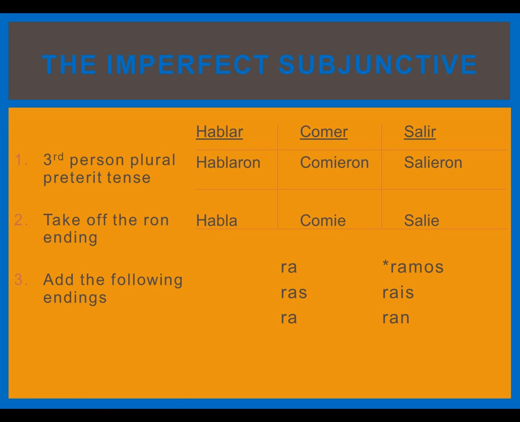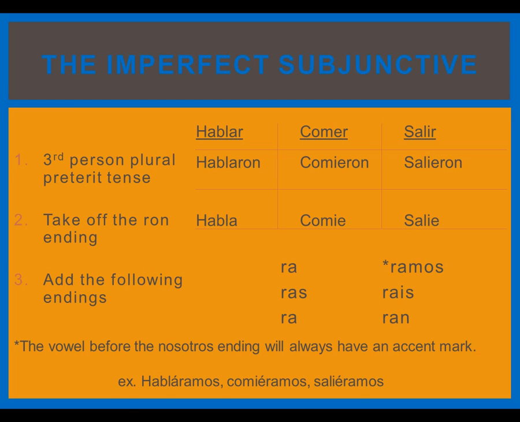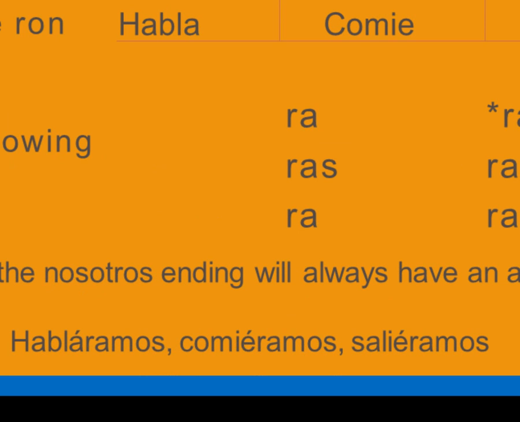The endings are ra, ras, ra, ramos, and ran. The vowel before the nosotros ending will always have an accent mark. In the examples of the verbs above, habláramos, comiéramos, y saliéramos have an accent mark on the vowel immediately preceding the R, AMOS ending. All nosotros forms have an accent mark in this position in the imperfect subjunctive.